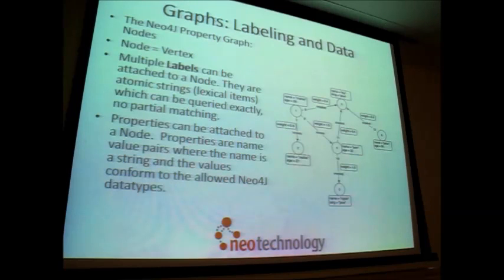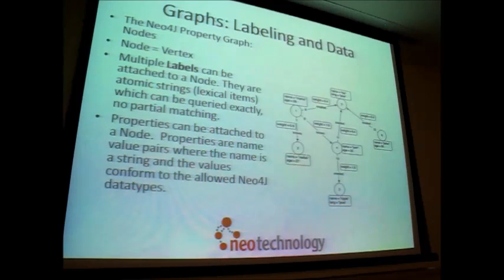So essentially, in the Neo nomenclature, a node is a vertex, and you can have this idea of labels on nodes. The labels are these atomic ideas, these lexical units, like person. So it's a way to partition out the things you're going to have in your graph. You could have person and restaurant, for example.